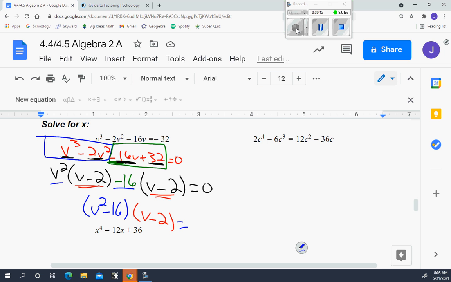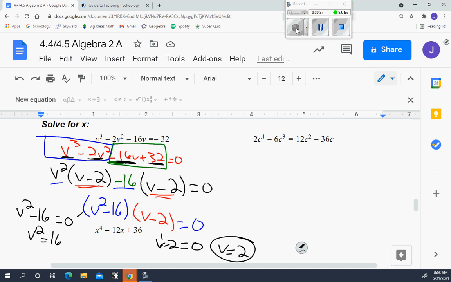This is equal to 0. There, I factored it completely. I can take this v minus 2, set it equal to 0, so v equals 2. V squared minus 16, I can set that equal to 0. Add 16, so v squared equals 16. Take the square root of 16. V equals positive or negative 4.